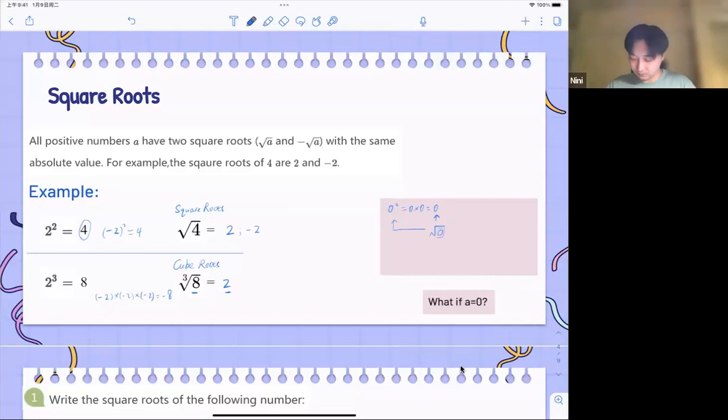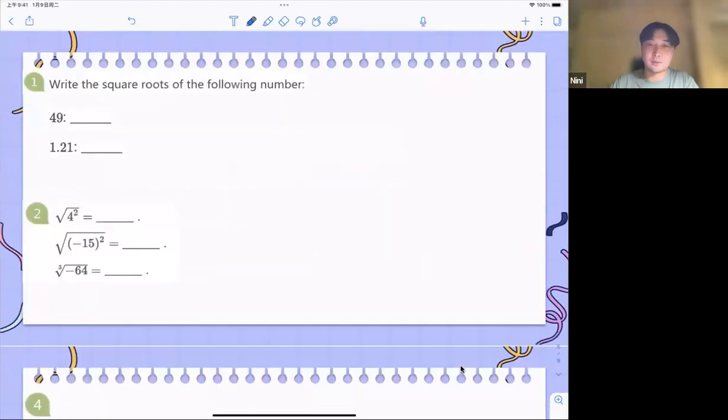Let's move on to our questions. So for our first question, write the square root of the following number. So for 49, of course, we know that 7 to the power of 2 is 7 multiplied by 7, which is 49, right? So 7 can be the answer, but also minus 7 to the power of 2, which is equal to minus 7 multiplied by minus 7, which is also 49. So that means we got 2 answers, a positive one and a negative one. So we got both positive and negative 7 for this one. Did you get it correct?